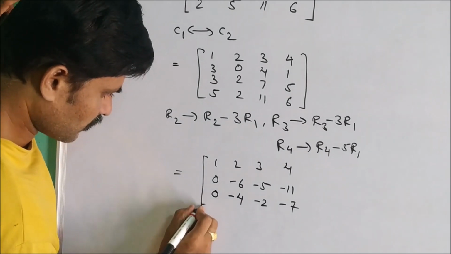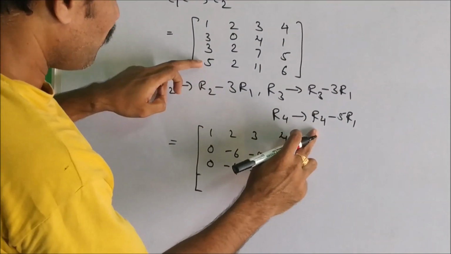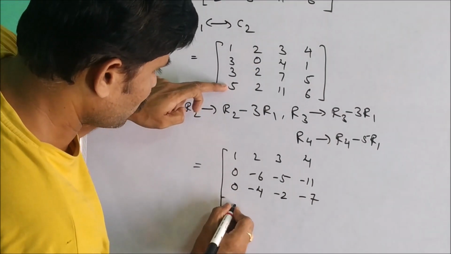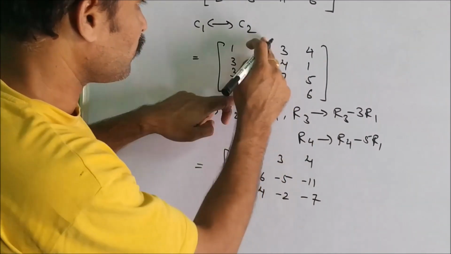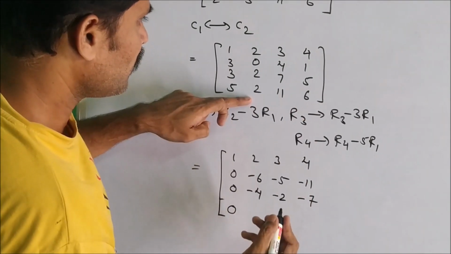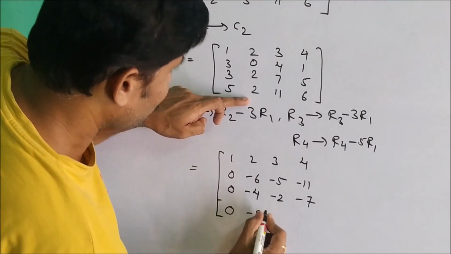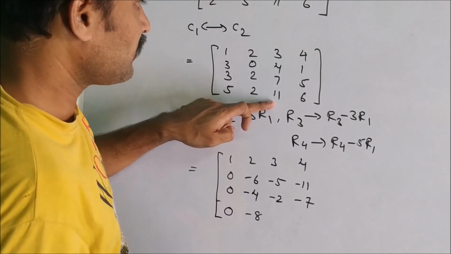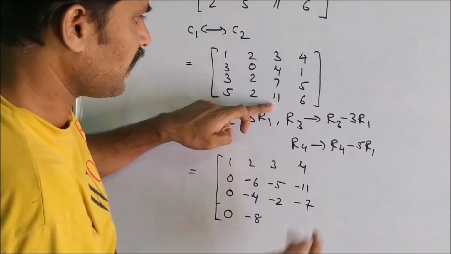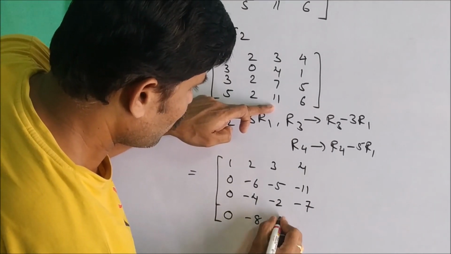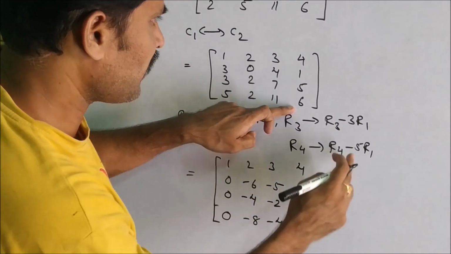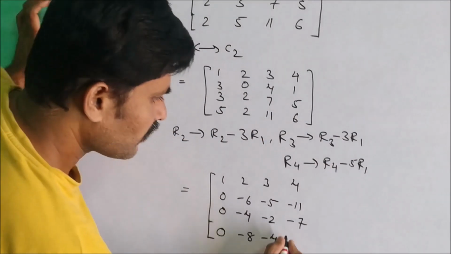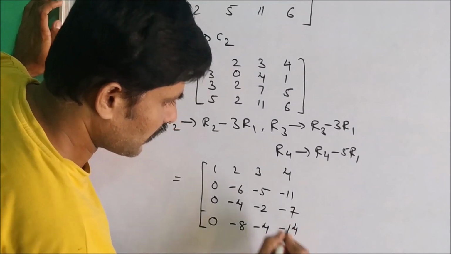Next the fourth row: 5 minus 5 into 1 is 5 minus 5, 0. Next, 2 minus 5 into 2 is 2 minus 10, minus 8. Next, 11 minus 5 into 3, 5 into 3 is 15, 11 minus 15 is minus 4. Next, 6 minus 5 into 4 is 20, so 6 minus 20 means minus 14.